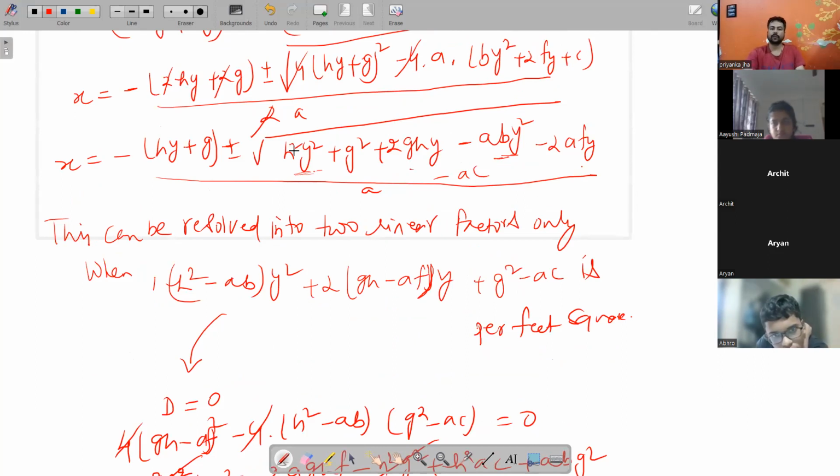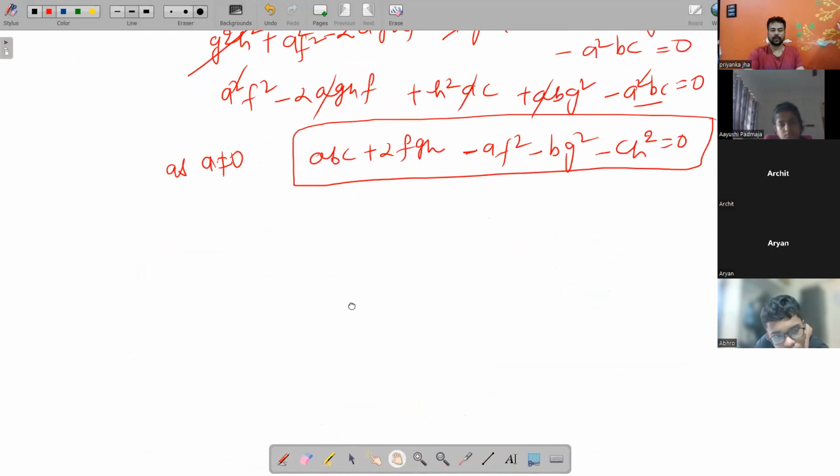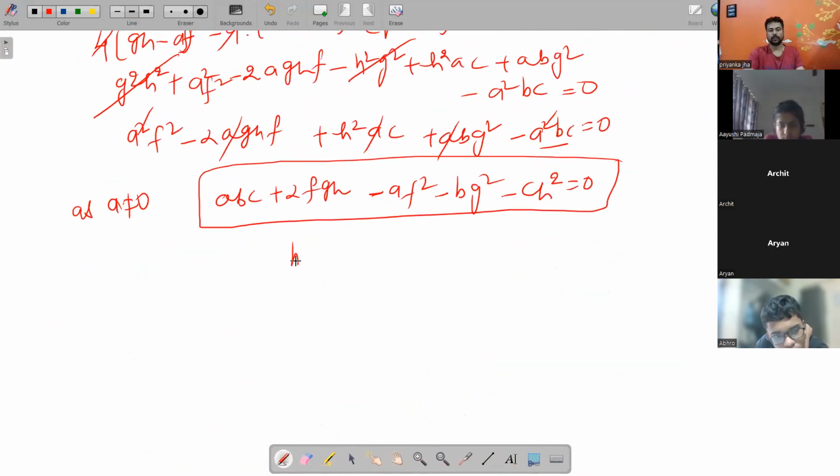In a square, we do not allow any negative value. So the leading coefficient of this quadratic has to be positive. If it is negative, the graph will be downward and it will become negative, right? So it has to be positive. So we have these two conditions: h squared minus ab has to be positive, and abc plus 2fgh minus af squared minus bg squared minus ch squared equals 0.